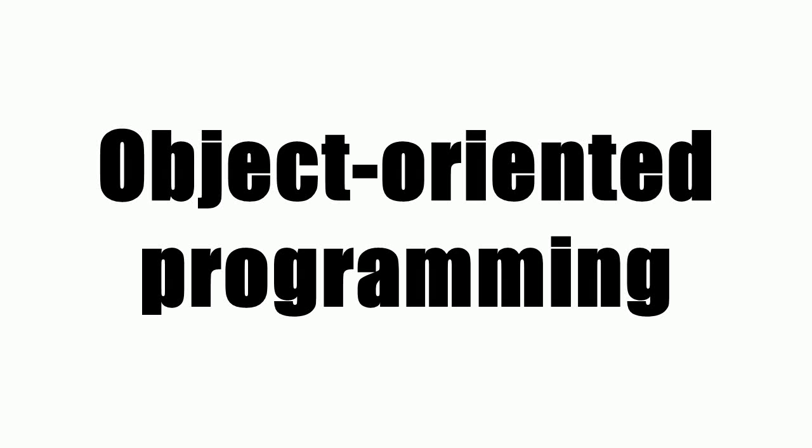Object-oriented programming is a programming paradigm based on the concept of objects, which are data structures that contain data, in the form of fields, often known as attributes, and code, in the form of procedures, often known as methods. A distinguishing feature of objects is that an object's procedures can access and often modify the data fields of the object with which they are associated.